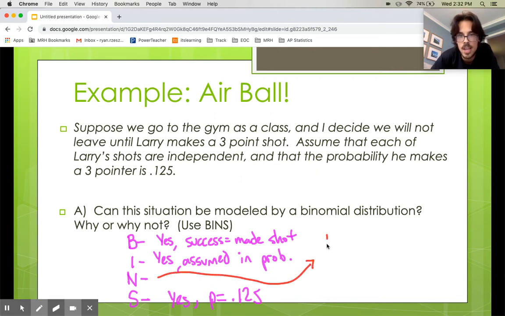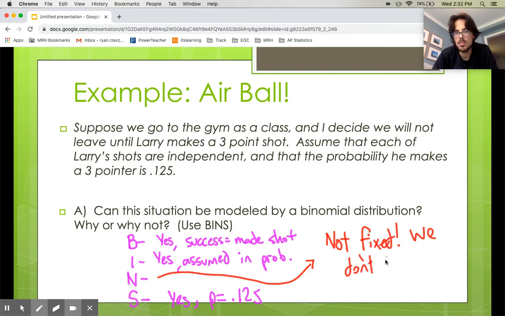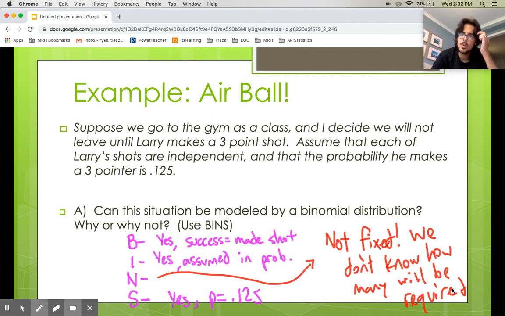So I want to make note of that on these slides. It is not fixed. We don't know how many trials it'll take. And that's what makes something a geometric setup. The other three conditions, B, I, S, all are basically the same, but your number of trials is not fixed ahead of time, and that's what makes it geometric.